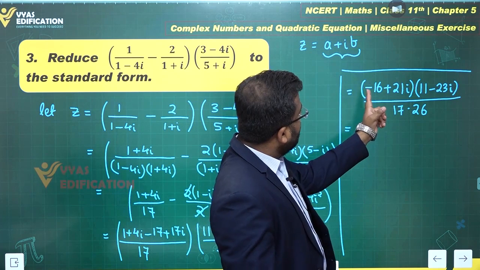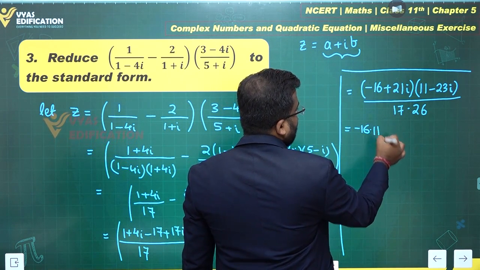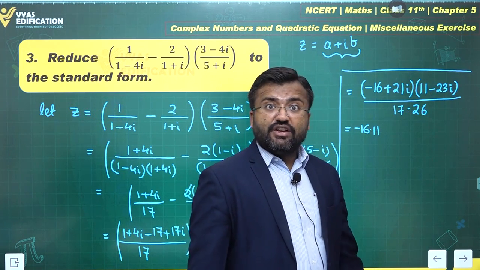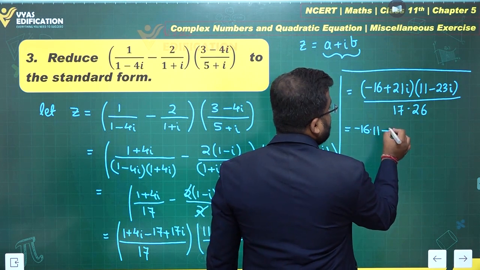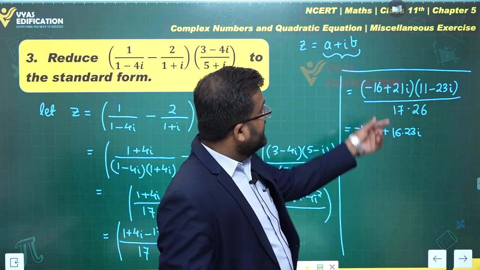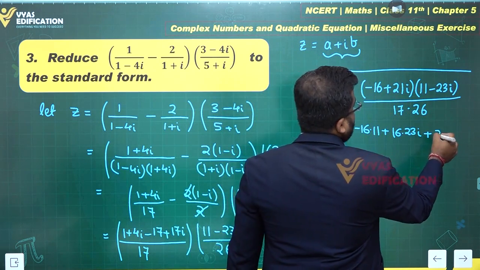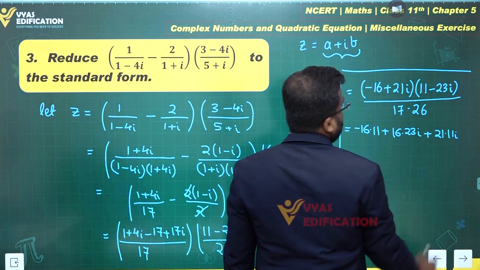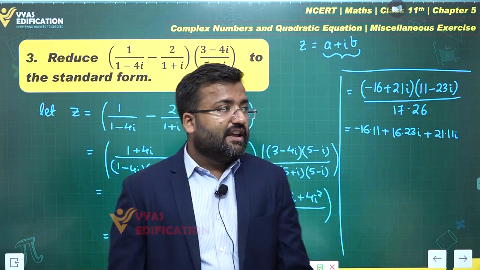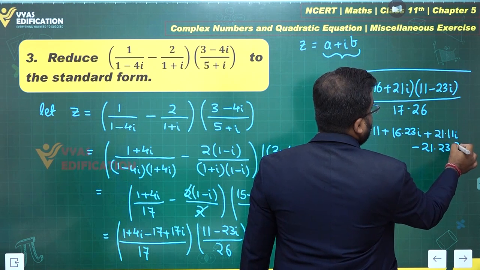So this first term, minus 16, will get multiplied with 11. What I'll be getting is minus 16 times 11. Okay. What else? This minus 16 gets multiplied with minus 23i. That will give me plus 16 times 23i. This 21i gets multiplied with 11. Let's multiply that. Plus 21 into 11i. What else? This 21i gets multiplied with minus 23i, and that will give me minus 21 times 23 i square.